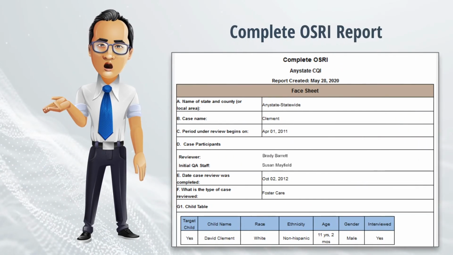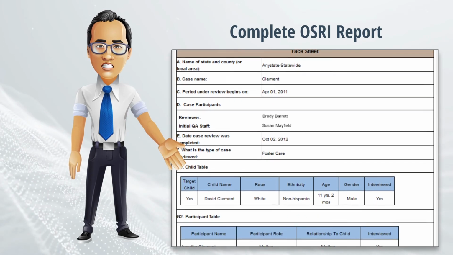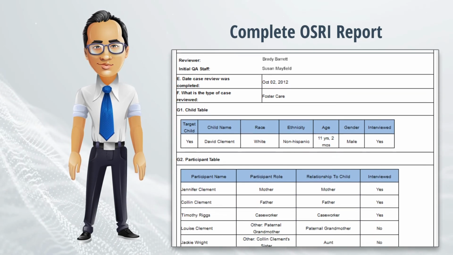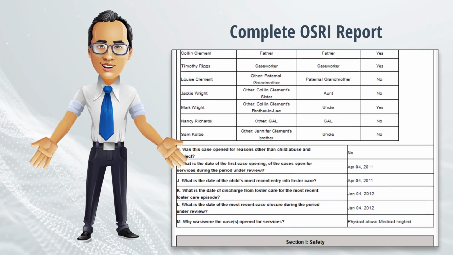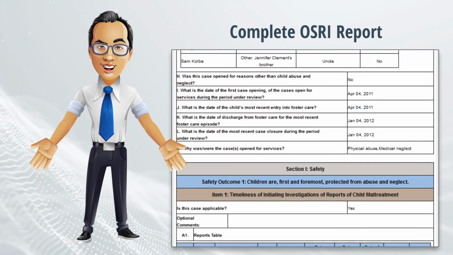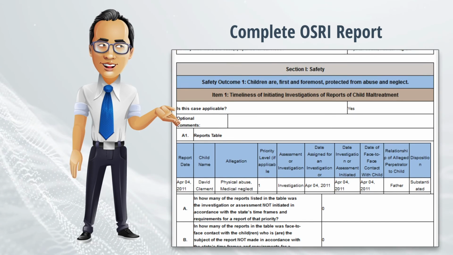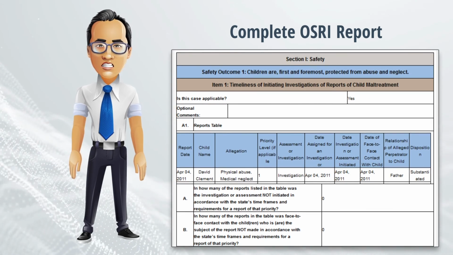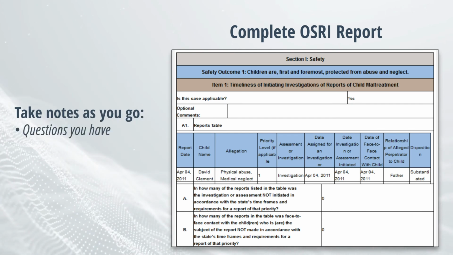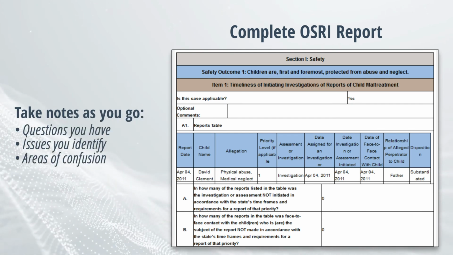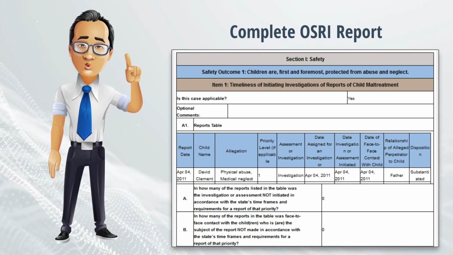Once you're clear on where all the ratings have ended up, another good report to use is the Complete OSRI report. This is the report that lets you read through the entire instrument in one continuous scroll, rather than clicking through multiple screens for each item. You should read everything, paying particularly close attention to all of the narratives and rationale statements. You should also take notes as you go regarding questions you have, issues you identify, and any areas of confusion. It's at this point that you're ready to add QA notes.